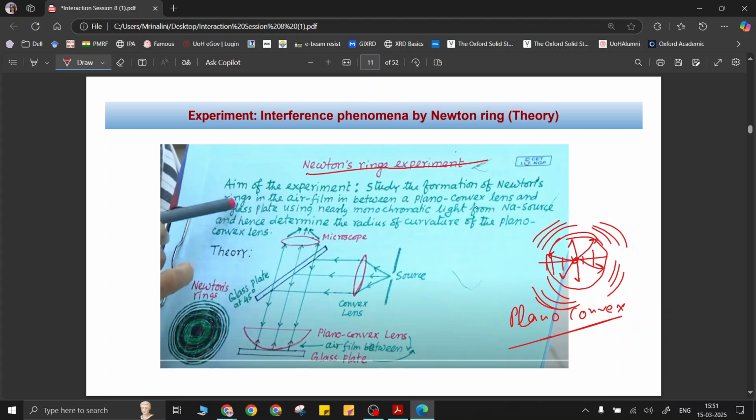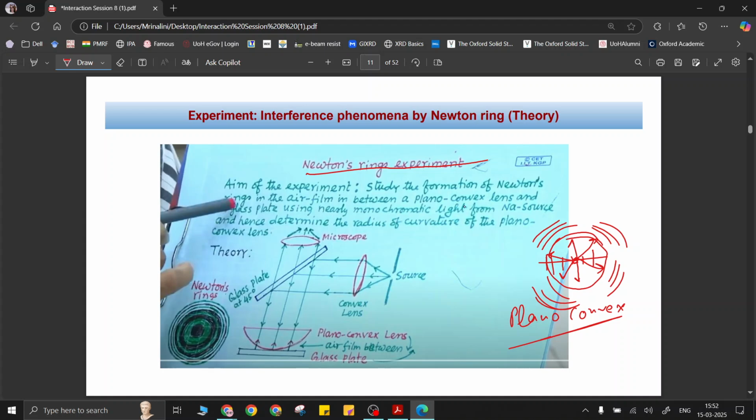We use nearly monochromatic light, which is another aspect. If we used white light, then instead of seeing single-color dark and bright rings, since white light is constituted of various colors, we would see the white light splitting.